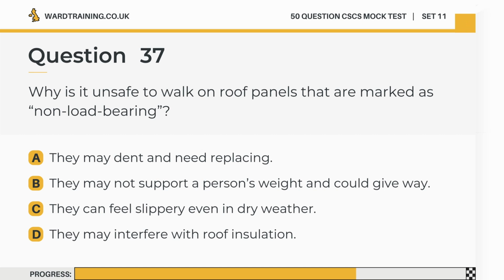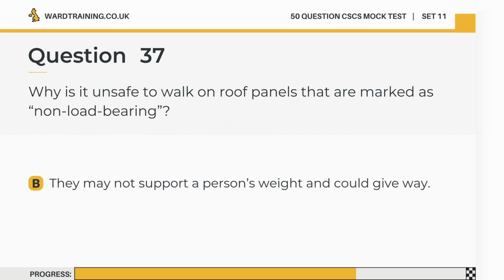The correct answer is B. They may not support a person's weight and could give way.